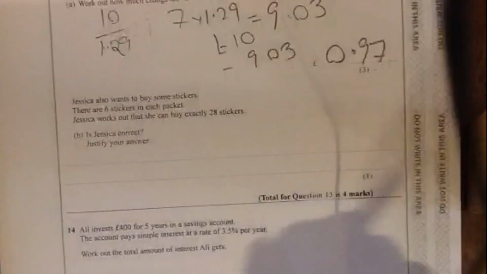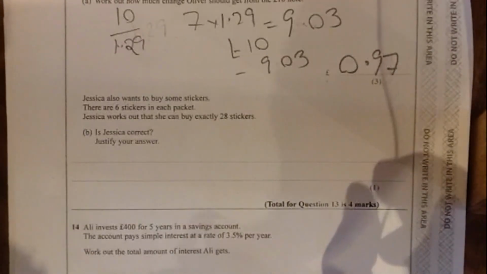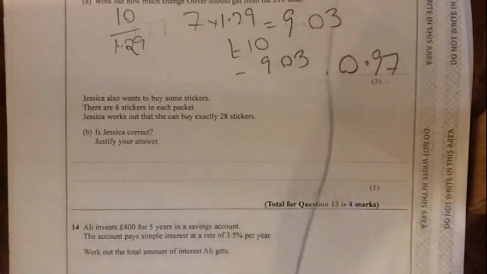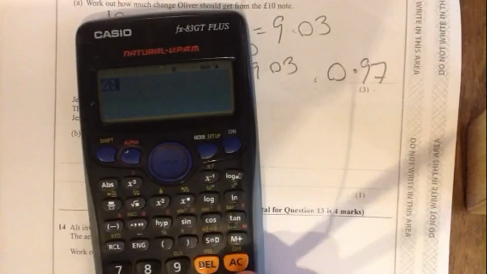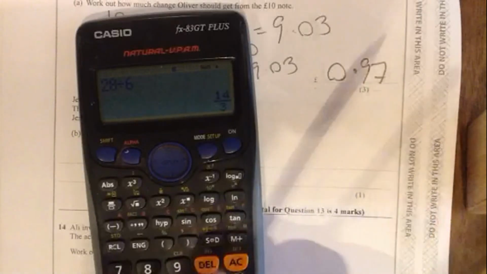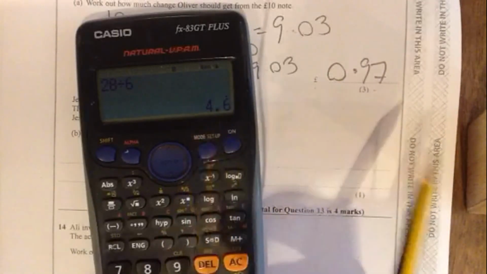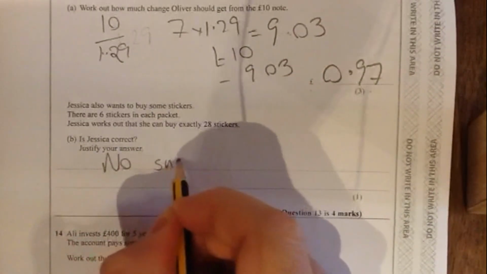Second bit. Jessica wants to buy some stickers. There are 6 stickers in each packet. Jessica works out that she can buy exactly 28 stickers. Is she correct? So essentially what we're doing is saying, is 28 in the 6 times table? So I'm just going to use my calculator. 28 divided by 6. Now because this is not a whole number, not an integer, we know that it's not true. So I'm going to say no. She is wrong.